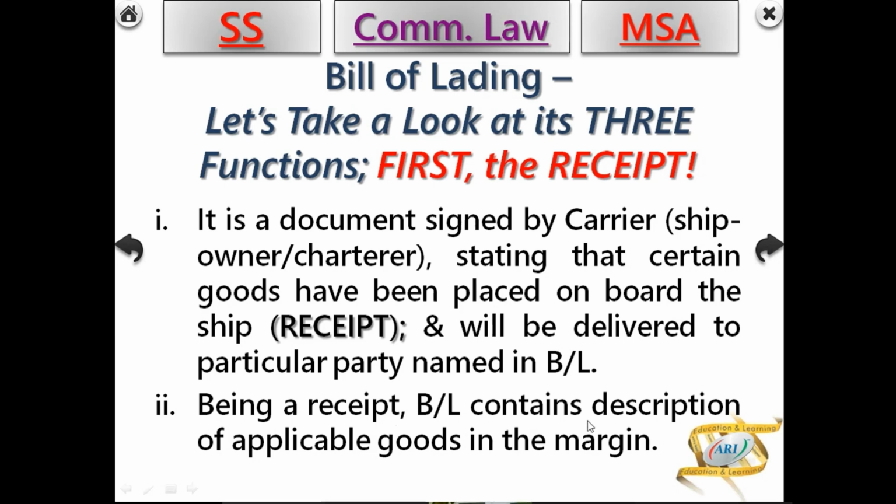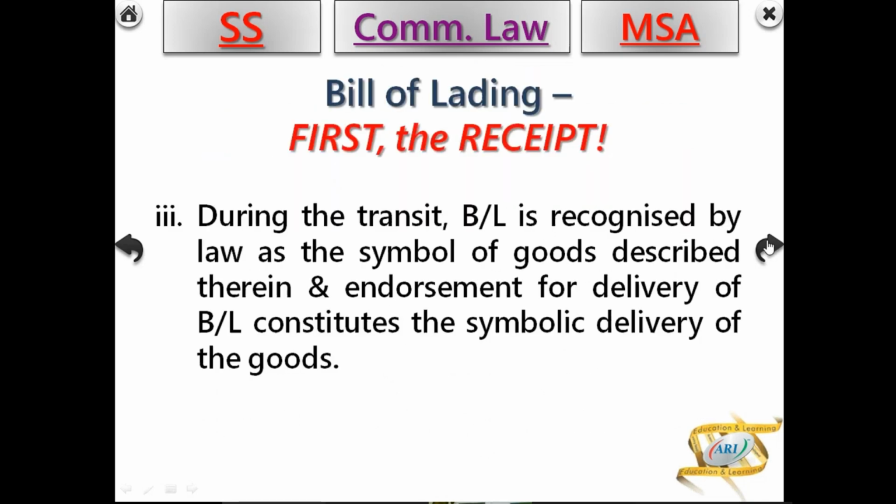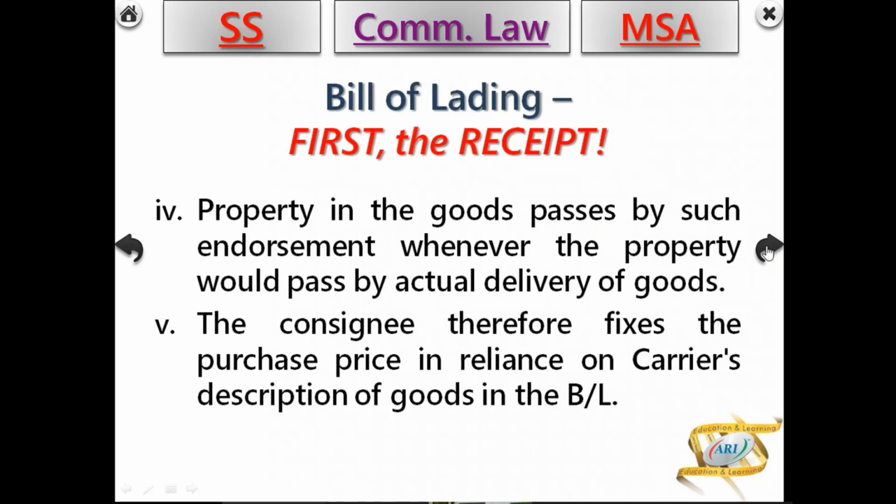Being a receipt, the BL contains a description of applicable goods in the margin or as an attachment. It is so important a thing that even if a single package is damaged, you are not supposed to receive the goods. And as we will see when we are doing the letter of credit system, the shipper jumps and begs the agent or the master, please do not mention the damage in the goods. I will issue a letter of indemnity. Please sign it as a clean bill of lading.